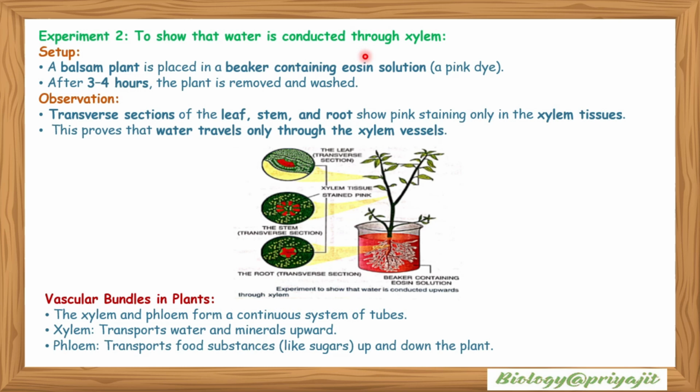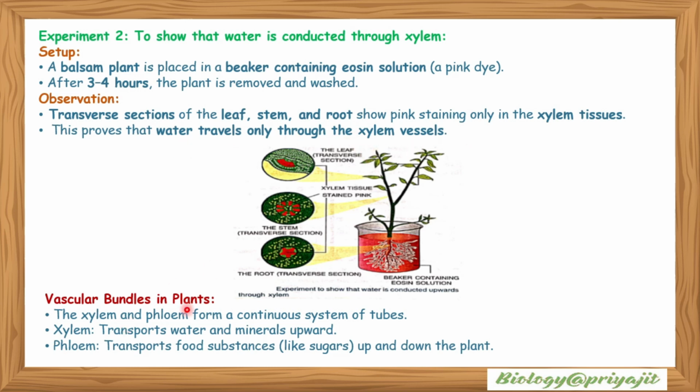Experiment to show that water is conducted through xylem. Set up: a balsam plant is placed in a beaker containing eosin solution, a pink dye. After 3 to 4 hours, the plant is removed and washed. Observation: a transverse section of the leaf and root shows pink staining only in the xylem tissues, and this proves that water travels only through the xylem vessels.